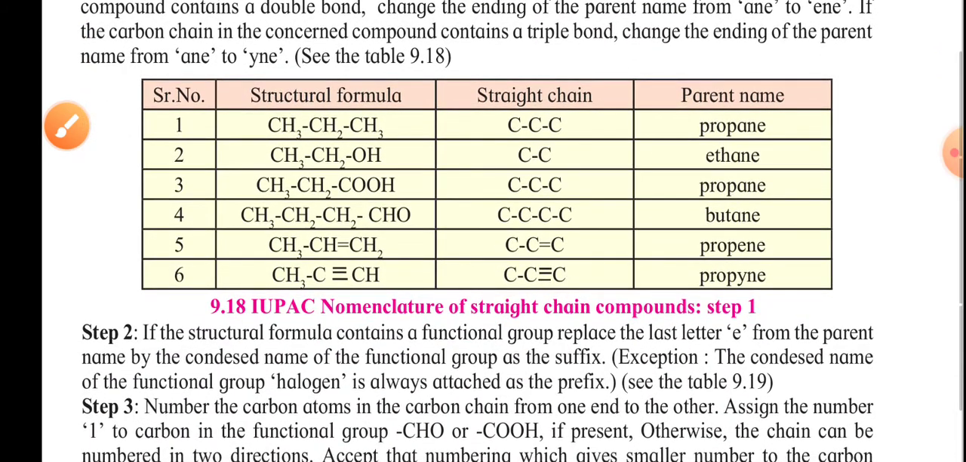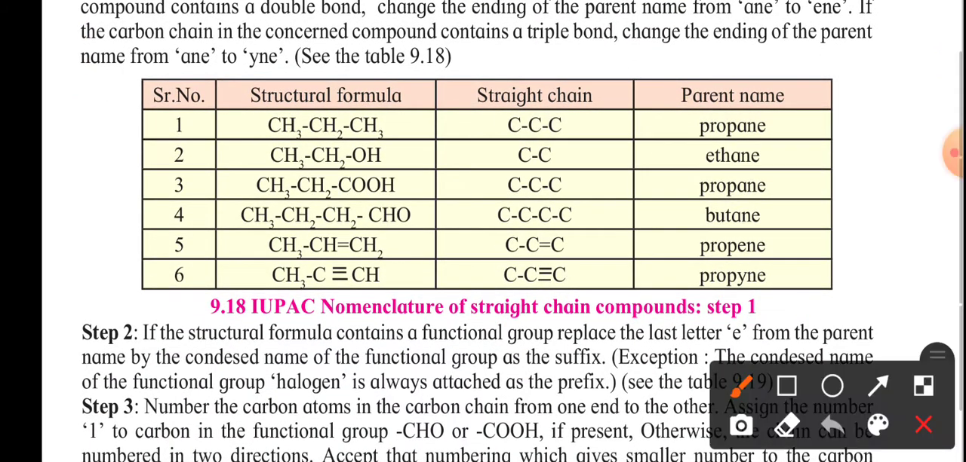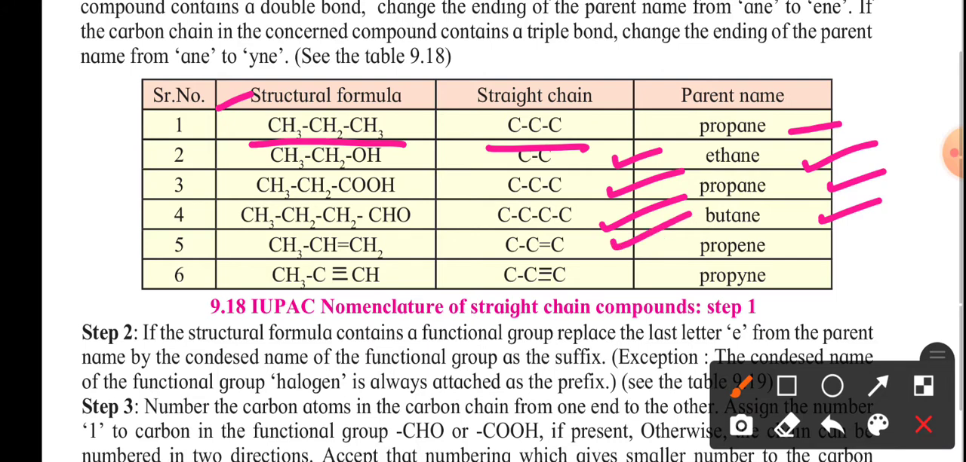First we will understand the parent names. Structural formula: CH3, CH2, CH3, a straight chain of 3 carbon atoms. That's why the parent name is propane. So it depends on how many carbons are present in a straight chain; according to that the name of the parent is decided. Here only 2 are there, so it is ethane. 3 are there, so propane. 4 are there, so butane. 3 are there but with 1 double bond, so it will be called propene. With 1 triple bond it will be called propyne.